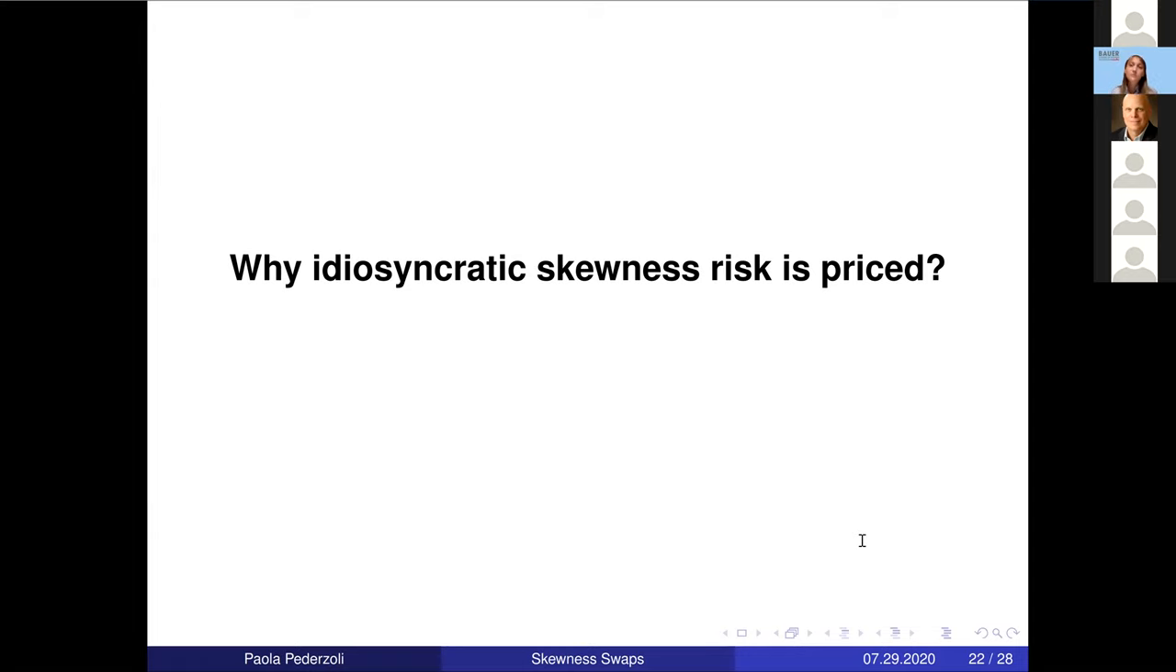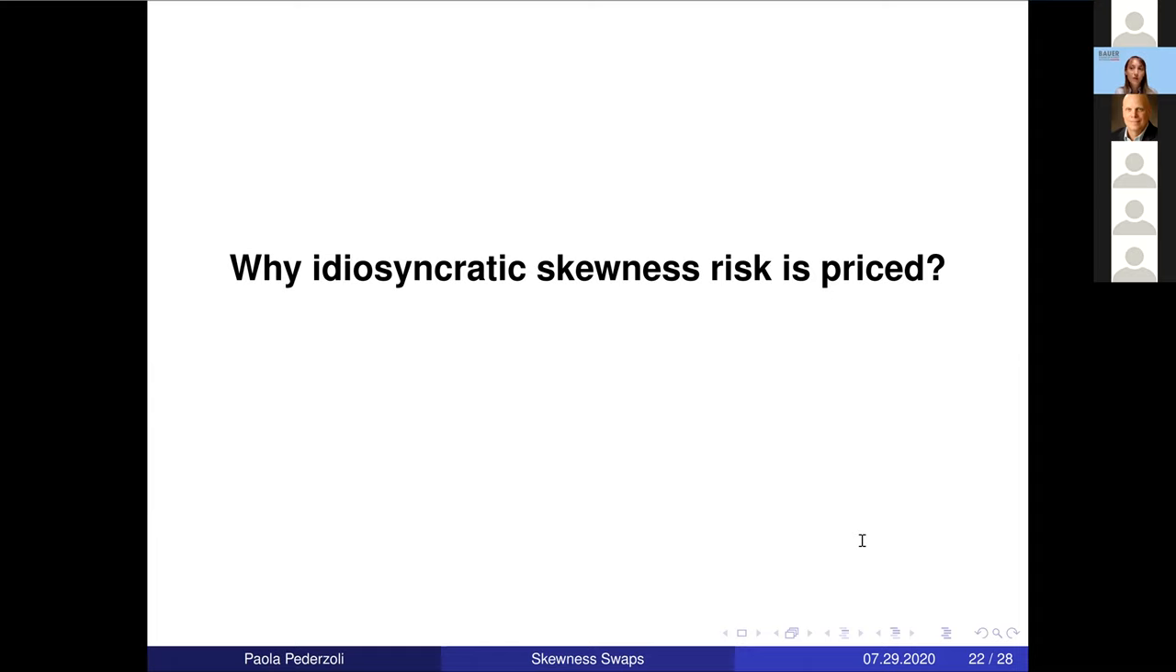So after showing that the skewness risk premium in individual stocks and in the market is positive, and that part of it is idiosyncratic, positive, and even increased through time, the final question is why? Why do we have this idiosyncratic skewness risk premium?